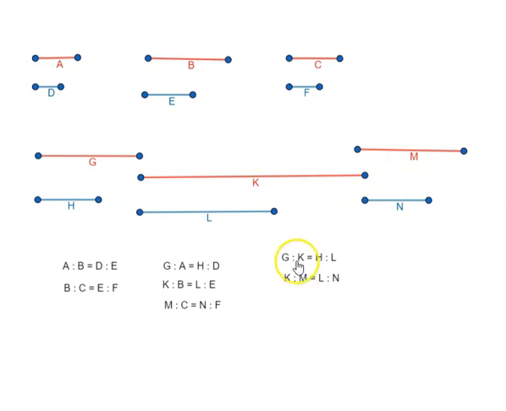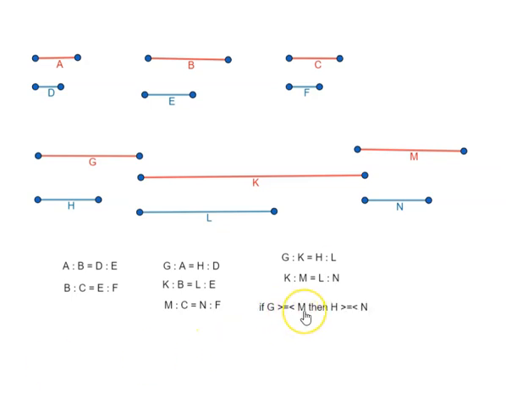Now, if you look at these two, we have three magnitudes G, K and M, and on this side, we have H, L and N. So, if G is going to be greater than M, then H will also be greater than N. If G is less than M, then H will be less than N. If G is equal to M, then H will be equal to N, which can be written in this form.